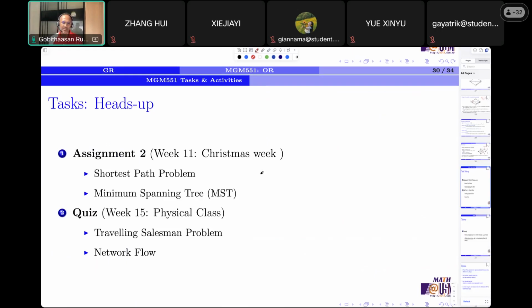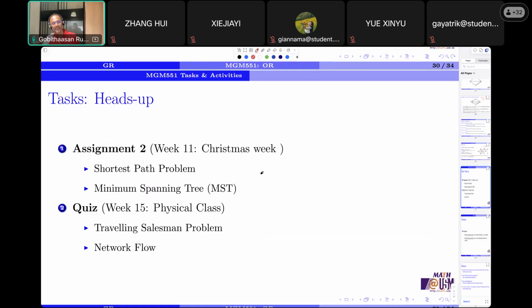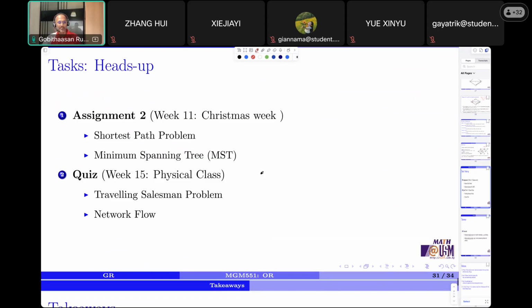As for the quiz, there will also be a quiz. I intend to do a quiz in week 15 when I see you face to face. So probably we can do a quiz on the traveling salesman problem or network flow, right? All this assignment and quiz, of course, contribute to your career mark. At the same time, it prepares you for your final exam, so that you do more exercises such that in the final exam you know it inside out, there will not be any doubts. You'll be able to answer as perfectly as possible.